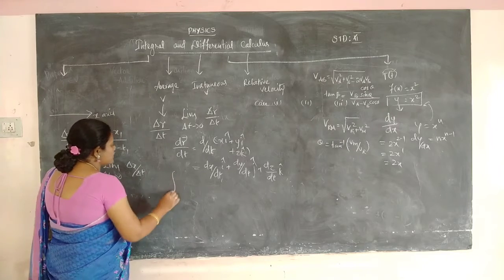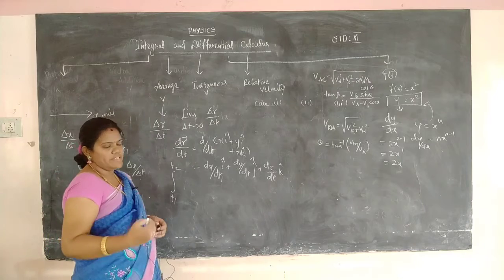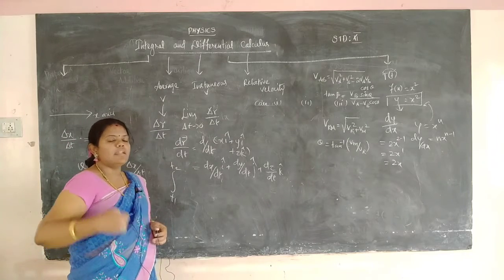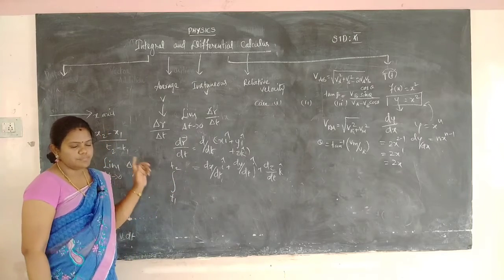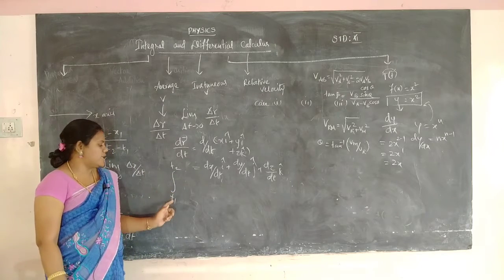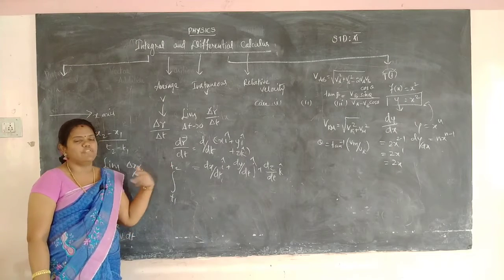In integration, the lower term and the upper term are mentioned. So the lower portion is the starting value, and the upper term is the finishing portion. So integration has one such form: the lower limit tells the starting value and the upper limit tells the finishing value.